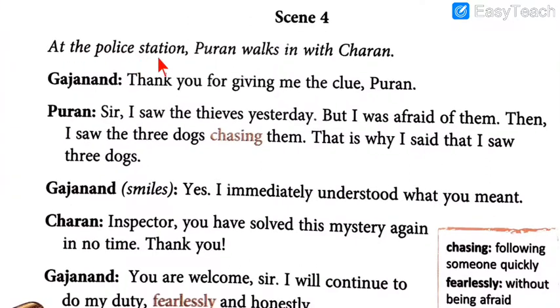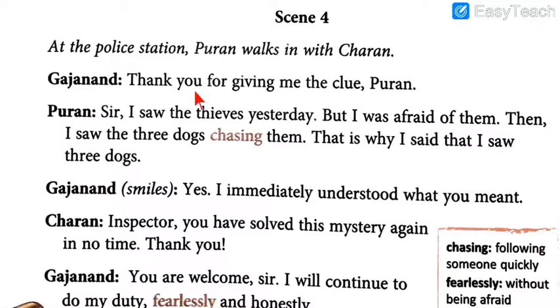At the police station, Puran walks in with Charan. Now obviously police inspector, that means Gajanan, took all these 3 thieves in the police station, and they also called Charan to come in the police station and take the money and all the precious things which were robbed back from the police station.